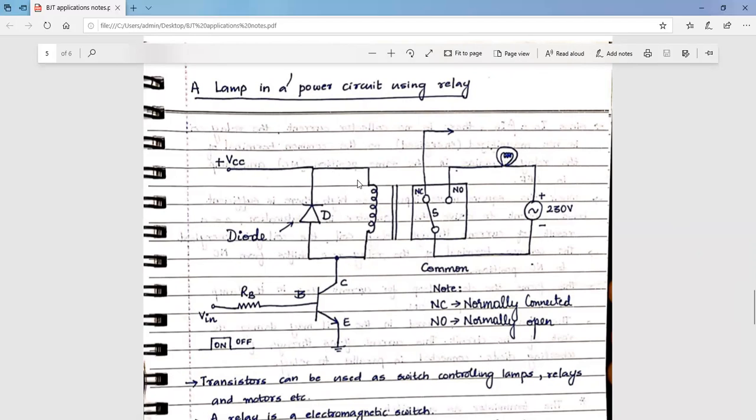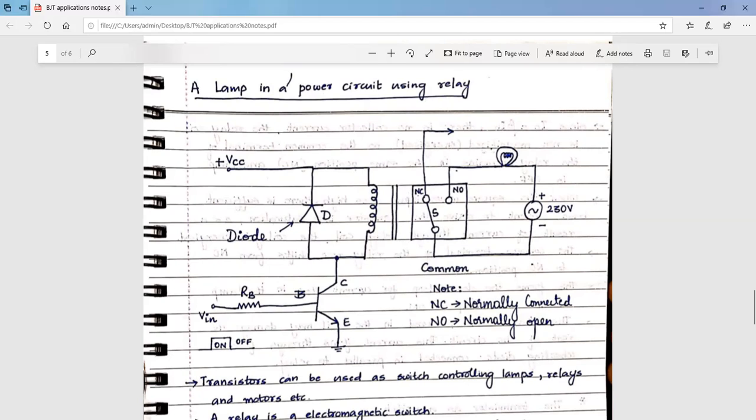Now here, to the collector side, we have a freewheeling diode and a coil that is connected to plus VCC, and here we have a relay which has the NC, indicating it is normally connected, and this switch can go from normally connected to normally open, where NO indicates normally open. Clear? Now how can this lamp turn on when it is connected in a power circuit which is using a relay?